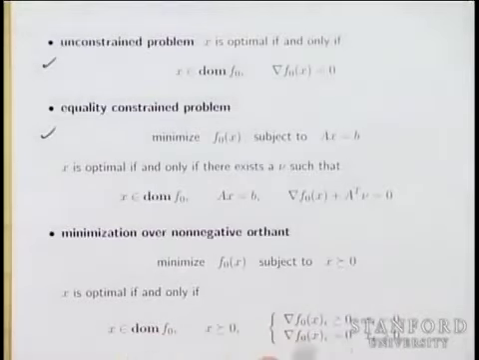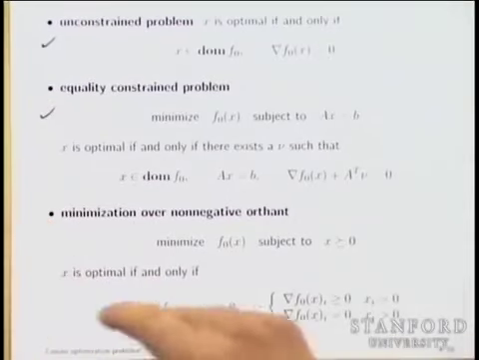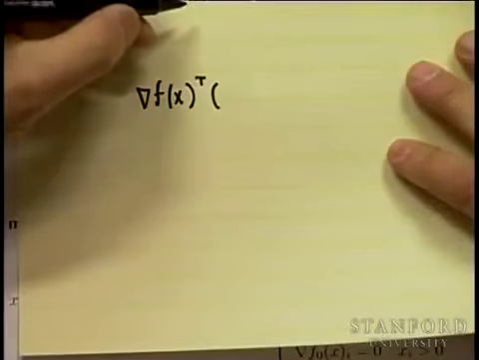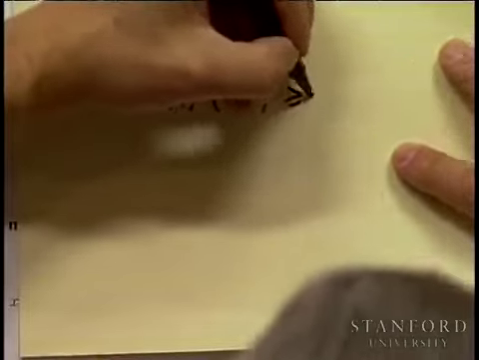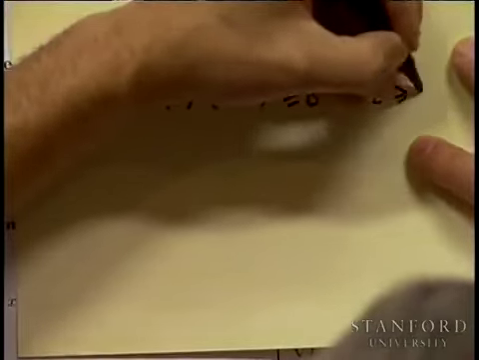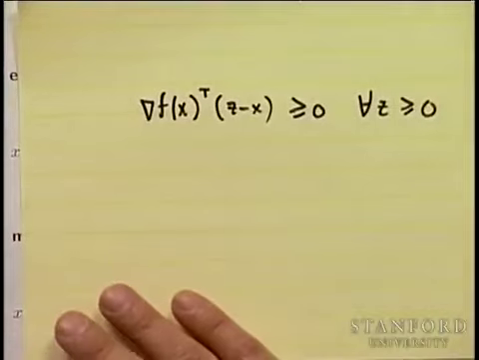So what are the conditions under which a point x in the non-negative orthant minimizes a convex function? That's the question. We'll end up deriving it, but it's going to look something like this. It basically says grad f of x transpose times z minus x has to be bigger than or equal to 0 for all z non-negative. That's our basic condition.